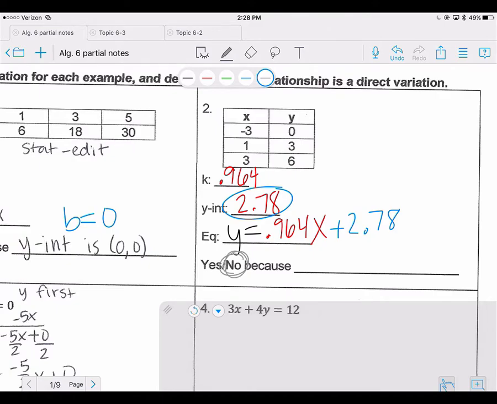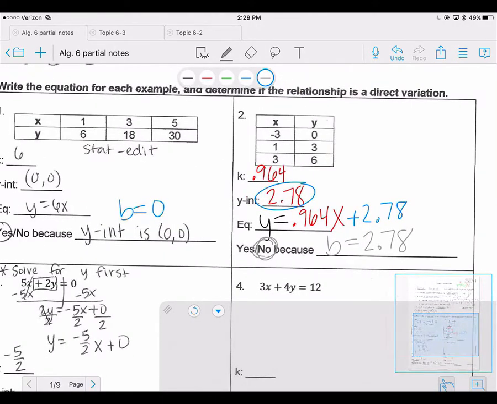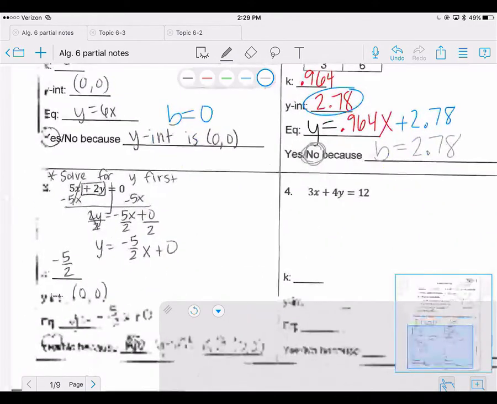This is not an example of direct variation because my b value exists. Or you could say because the y-intercept is 2.78, you could say because there is a value after x. As long as you mention something about there being a b value, that's all we need.